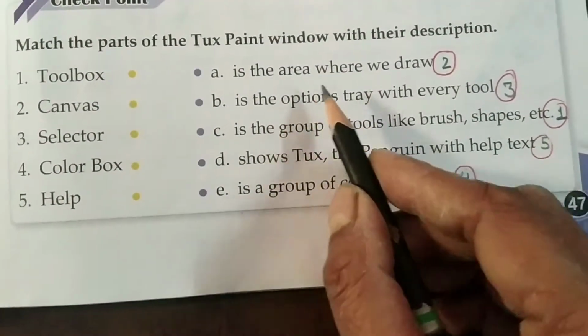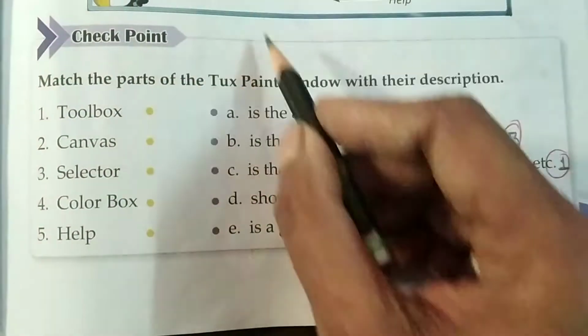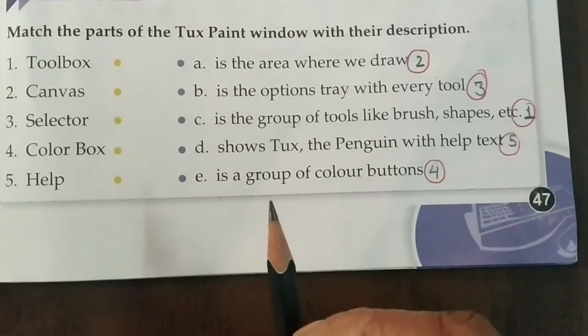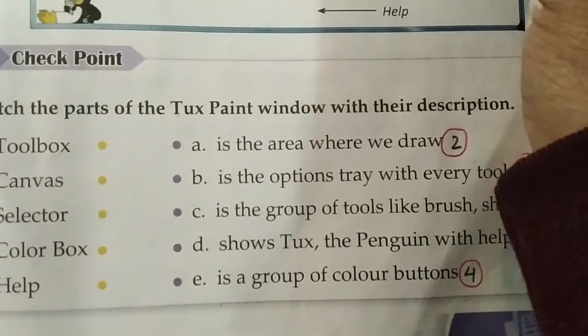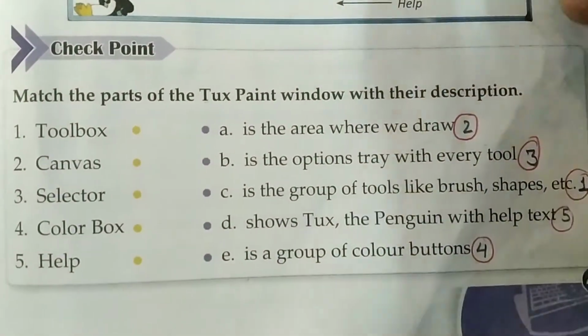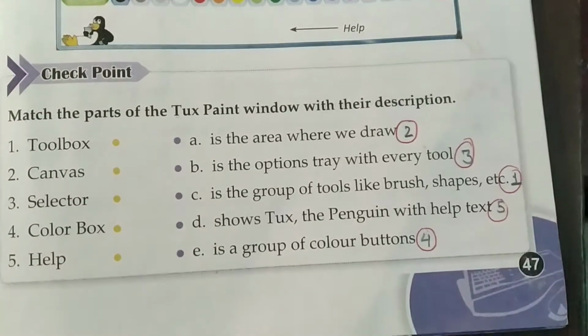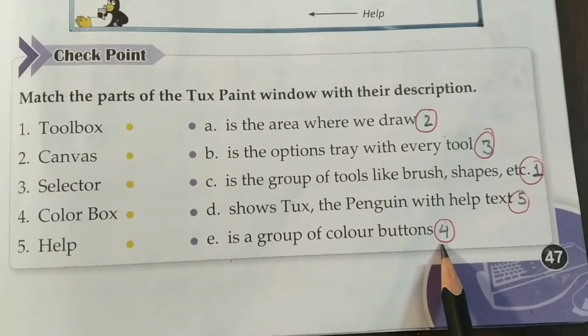Canvas. Canvas is the area where we draw something. Okay, this is the canvas. And the selector. Selector is the option tray. Okay, this is the option tray for every tool. This is the selector. Okay, color box is a group of color buttons. So we write number 4.